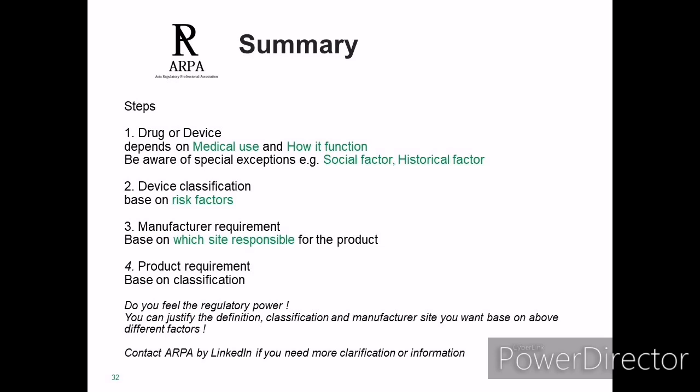Let's assume your product is a medical device. Then you need to determine the risk classification, which of course is based on the risk factors. Then you need to determine which site is your manufacturing site, which of course depends on who is responsible for the product. The next step is to gather the related documentation to support the product registration, which I hope you found the tools we recommend helpful for. I hope you can feel you have the regulatory power. You can determine the definition, the risk classification, and where the manufacturing site is based on the above factors.